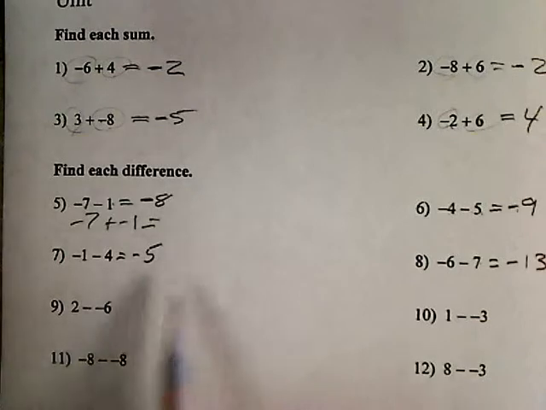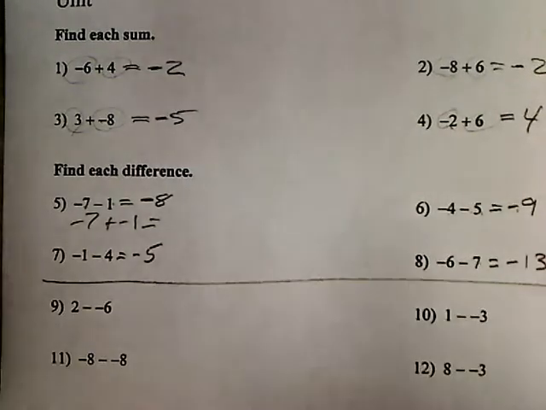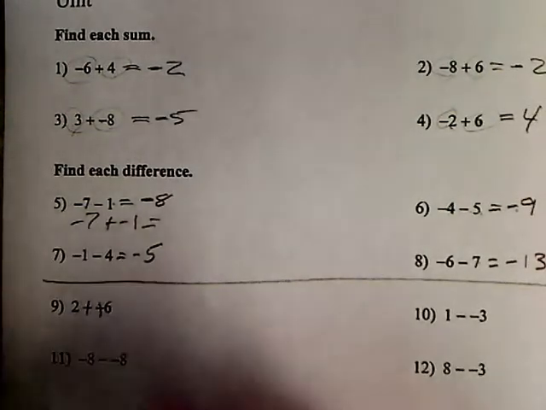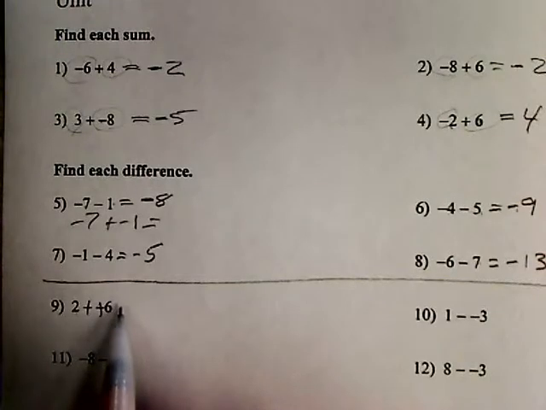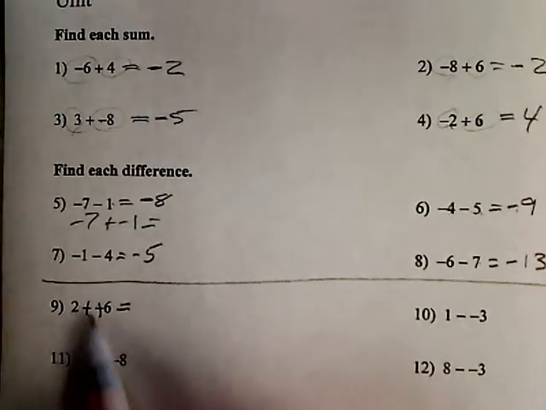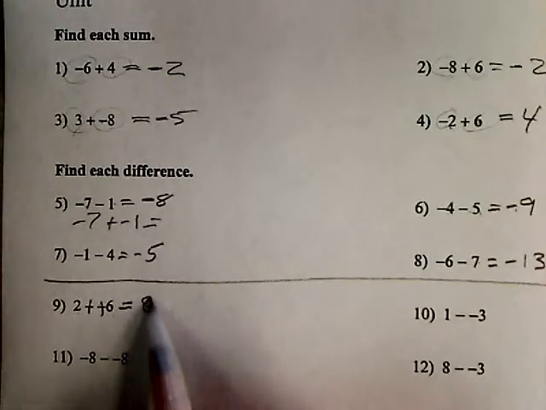The last version is when you have minus a negative. Whenever you see minus a negative, it's just adding. So that's just 2 plus 6, what you've been doing since kindergarten. Hopefully you've been doing it before that. If not, shame on mom and dad. 2 plus 6 is 8.